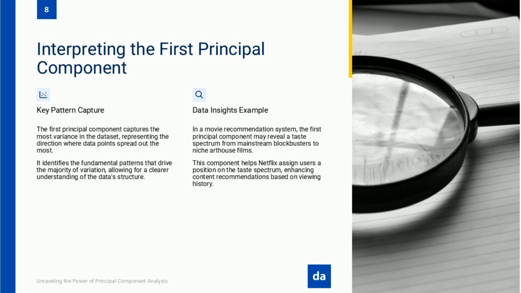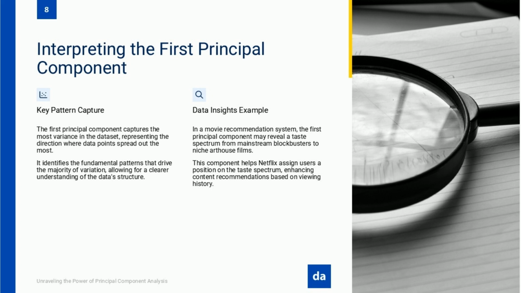The power of this dimensional interpretation extends beyond individual recommendations. Netflix can now identify content that appeals across multiple segments by finding titles that don't strongly correlate with this first principal component. These crossover films and shows represent opportunities to bridge different audience segments.